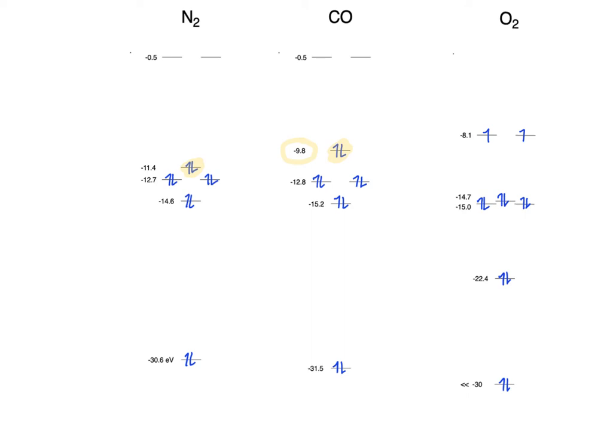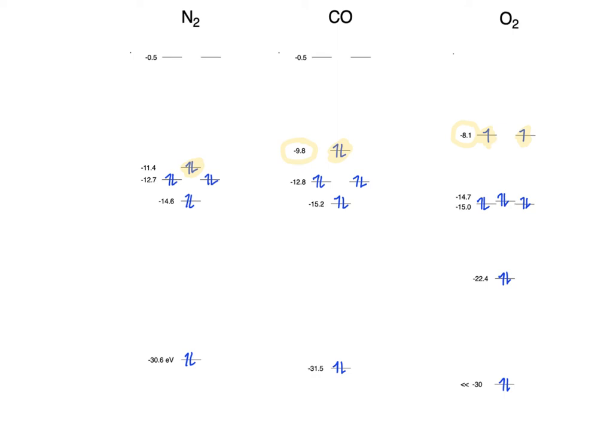Dioxygen is an interesting case because the highest energy orbitals have a single electron within them, but that energy level is higher than that of carbon monoxide. This oxygen can both donate an electron and accept an electron into either orbital at minus 8.1 electron volts.